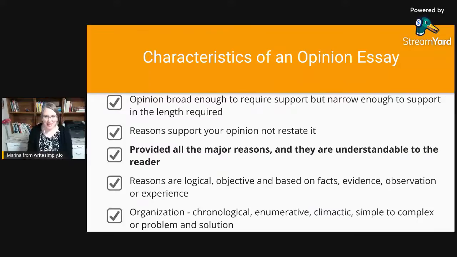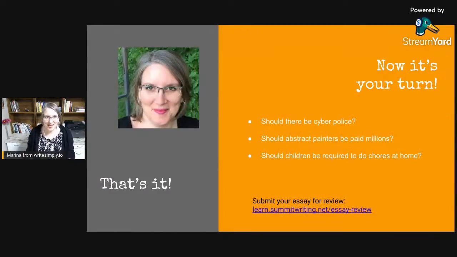So when we're looking at the characteristics of an opinion essay, we've looked at a couple in previous episodes of the Writing Wednesday tutorial. We talked about opinions being broad enough to support, but narrow enough for the length. We've talked about not just restating your opinions, but actually supporting them. And today, providing all the major reasons and making sure that they are understandable to the reader. So now it's your turn to form your opinion. Perhaps one of these topics might pique your interest.